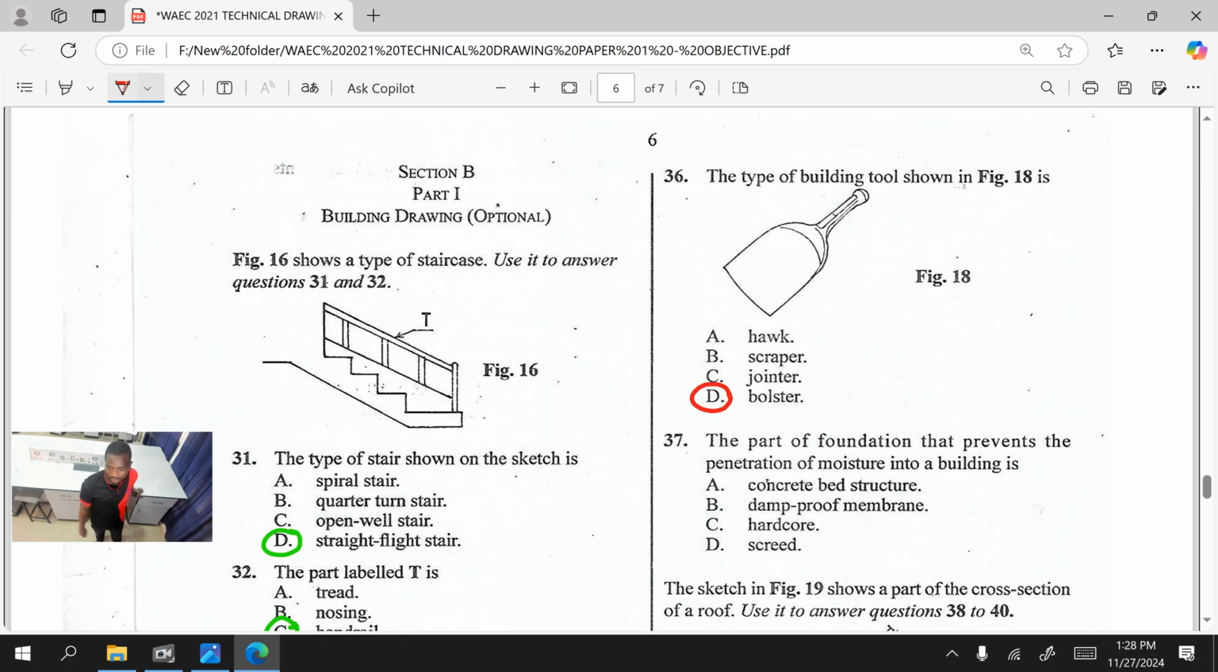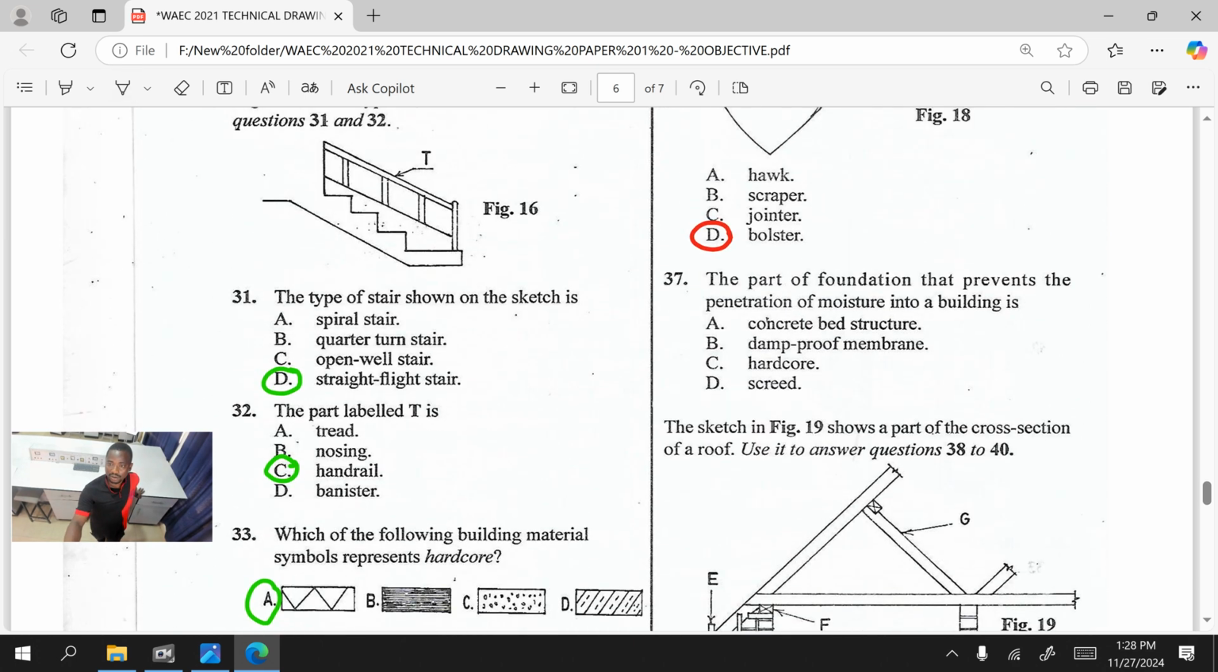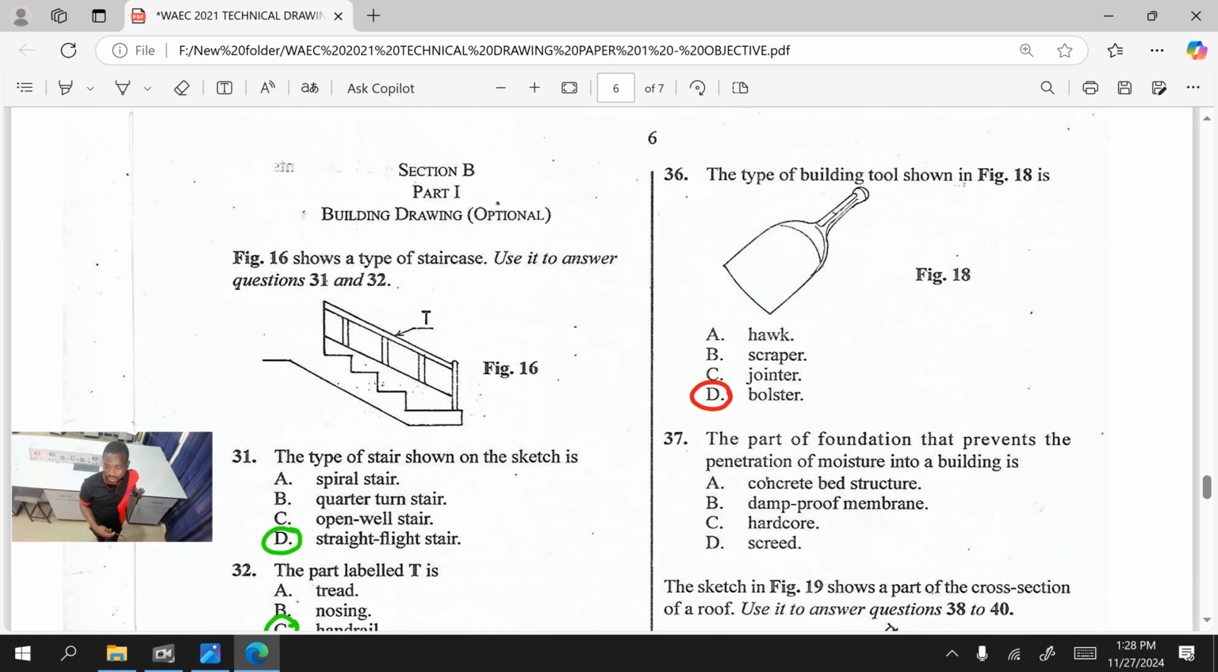If you have not seen this tool before, this is what we call a baluster for building. It is a building tool that we use to remove hard, unwanted parts from a building. If you are building maybe a block and you need to chip off a part of the block, or you need to scrape off some part, we use this baluster.